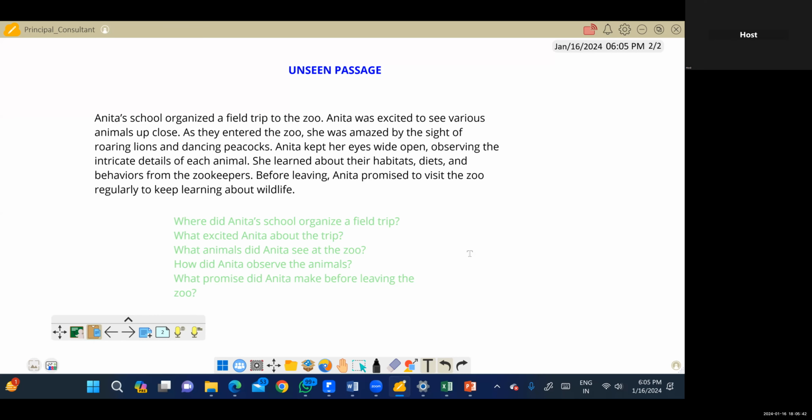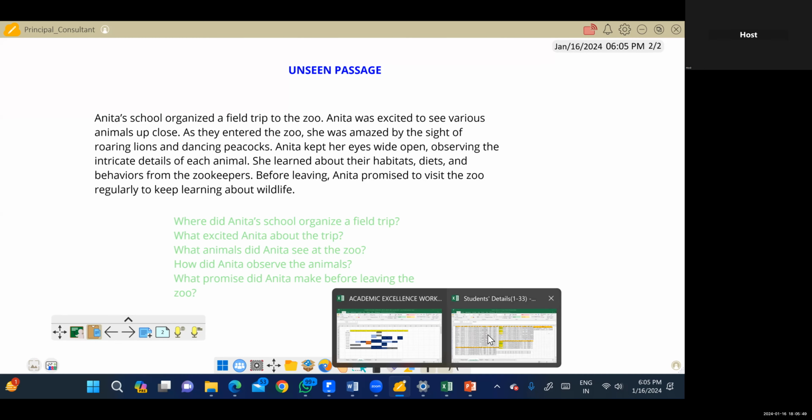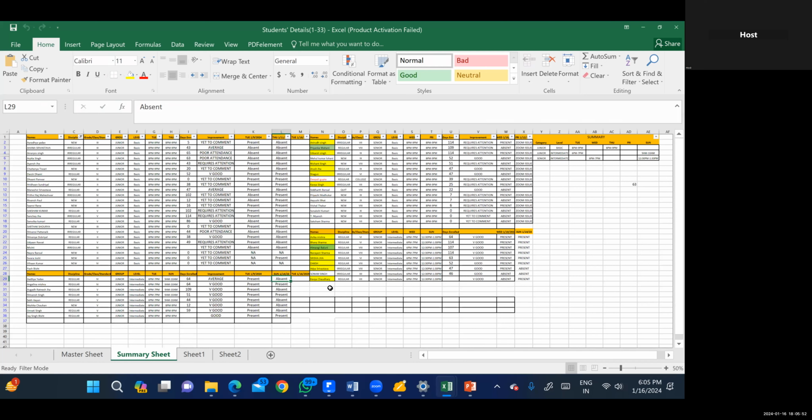Good evening. रुक जा। गुड इवनिंग सर। लेट। सर, आई हैव गॉन फॉर ट्यूशन। I had gone for tuition.